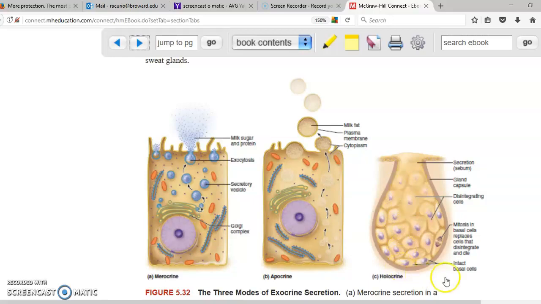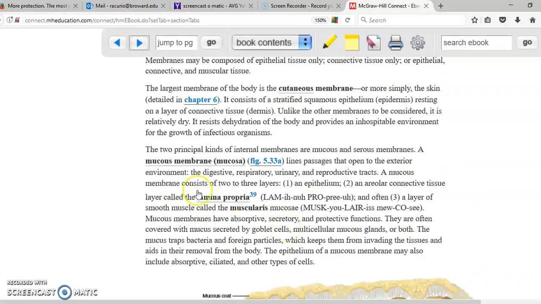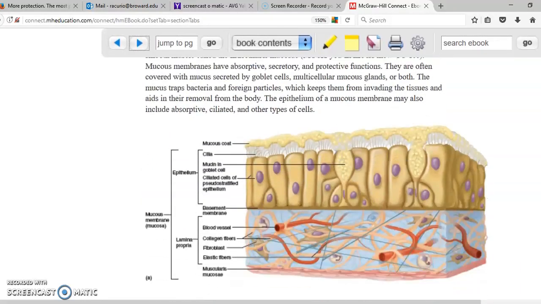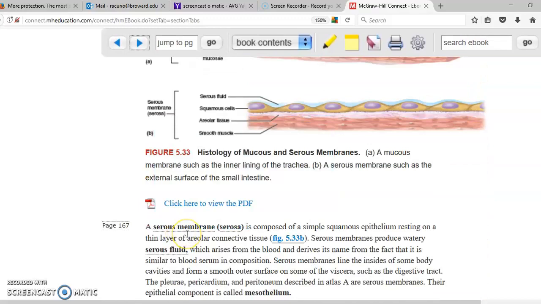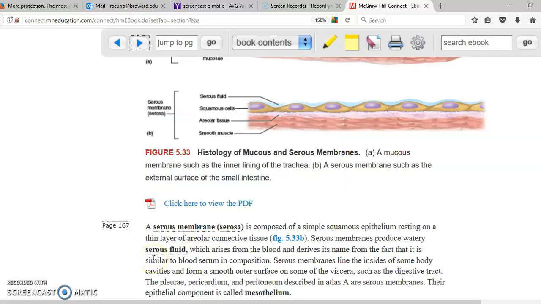That's a holocrine gland. Membranes, types of membranes. We have mucous membranes, and we have the serous membranes. Serous membranes have two layers, the parietal layer and the visceral layer. In between the two layers, you're going to have a fluid. This fluid is called the serous fluid. An example of a serous membrane is a membrane that covers the heart. The particular name for that membrane is going to be the pericardium. This fluid, in the case of the pericardium, is going to be called the pericardial fluid.